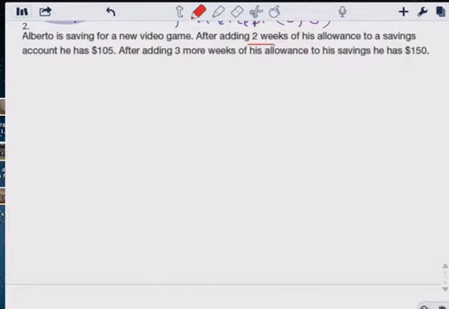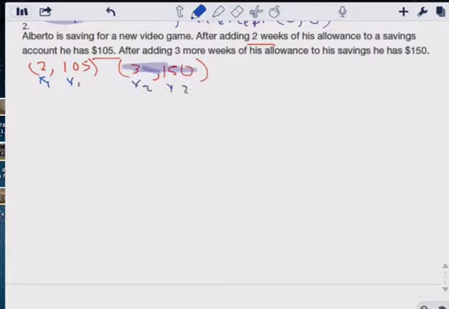After 2 weeks of allowance, saving is this much. So 2 weeks, $105. After 3 more weeks, it went up to $150. Okay. Well, I like $150 better. y2, x2, y2. And m equals y2 minus y1 over x2 minus x1.